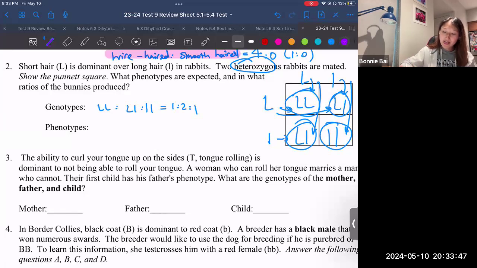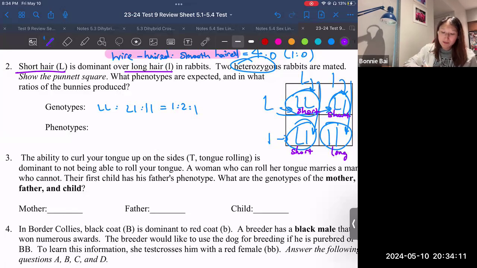Now, in terms of phenotype, we got to think about which one is dominant, which one is recessive. Long doesn't mean it's dominant, okay? In this case, short is dominant. So big L shows the dominant trait, which is short. Big L, little l, shows the dominant trait, which is short. Big L, little l, shows the dominant trait, which is short, and then little l shows the recessive trait. Finally, some love for our recessive trait: long.